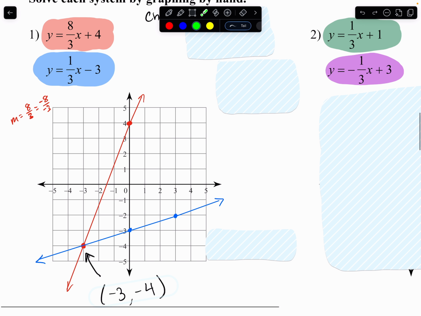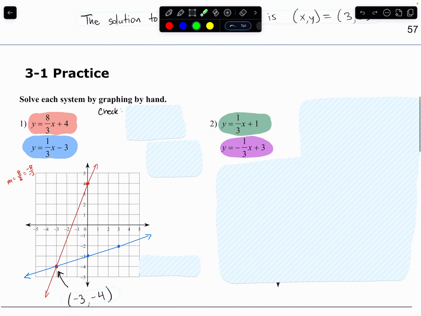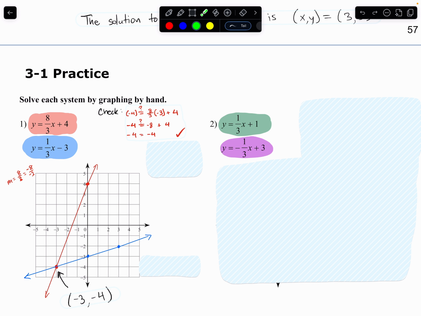And then our next step would be to check our work. So we plug in negative 3 for x and negative 4 for y into this equation. And when we do, we find that negative 4 equals negative 4. That's true. So it's a solution for the red equation, and it's also a solution for the blue equation because we still get another true statement when we plug these values in for x and y in the blue equation. So since it's a solution for both equations, our work was done correctly. Our solution is -3, -4.